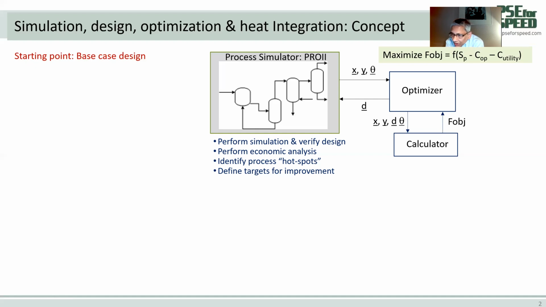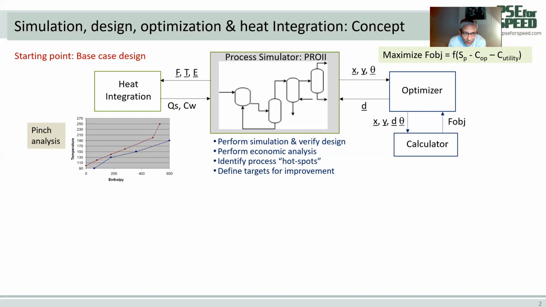Now, the utility cost cannot be calculated directly from the stream values by the optimizer. We need another additional tool. That is, if we know all the flow rates, the temperatures, the energies, then through heat integration, that is a utility tool, it will tell us what is the minimum utility required. There are different options to do it. The most common option is a pinch analysis.